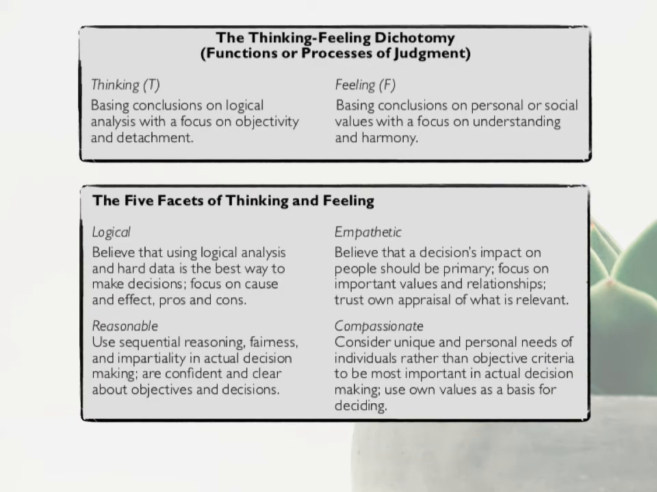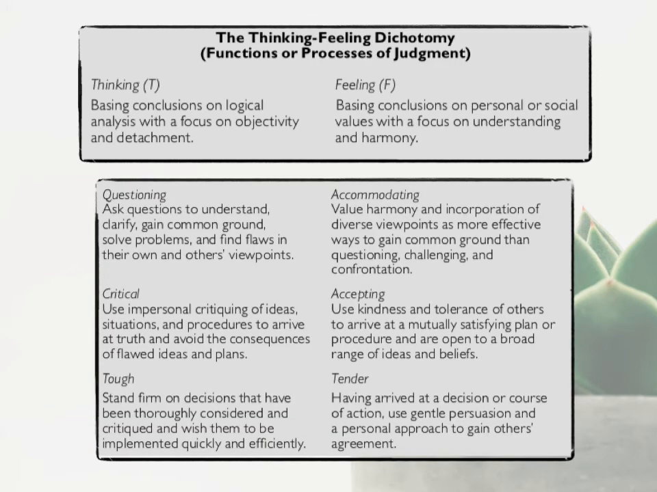Same goes for thinking and feeling. Again, there are five facets. For thinking, you have logical and reasonable. For feeling, you have empathetic and compassionate. And for the continuation, thinking: questioning, critical, and tough. For feeling, you have accommodating, accepting, and tender.